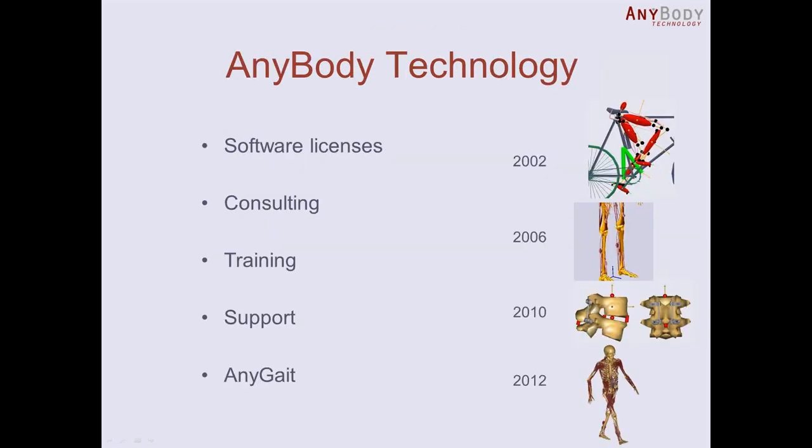Very briefly, AnyBody Technology is a spin-off company out of Aalborg University, founded in 2002. AnyBody Technology provides software licenses for the AnyBody Modeling System, but we also provide consulting, training, and support. And since this year, 2012, we have this new model called AnyGait, which is a special model for gait labs.